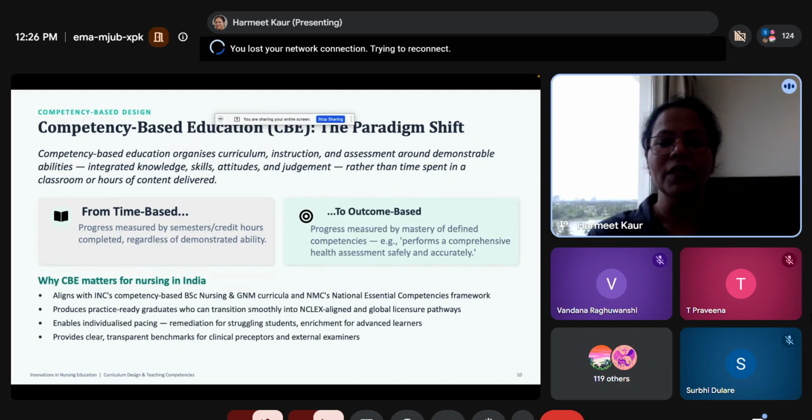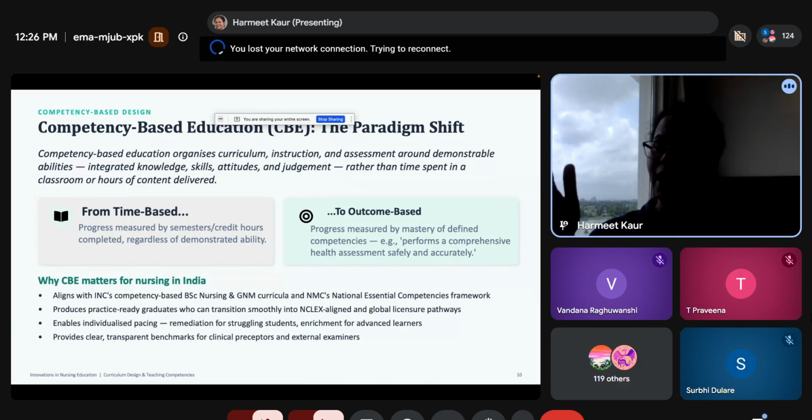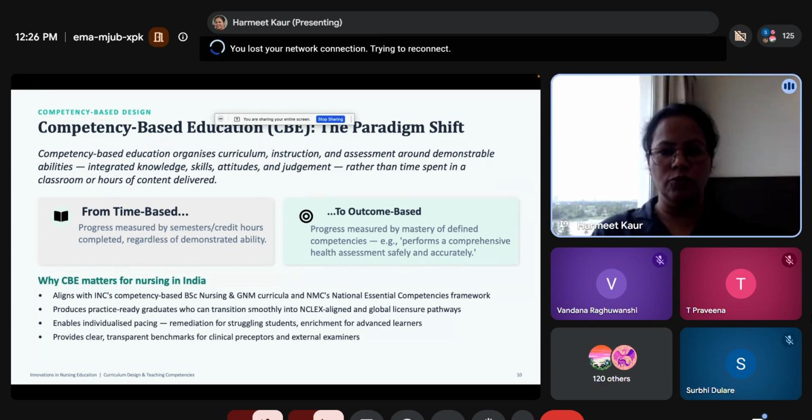Then it provides clear, transparent benchmarks for clinical preceptors and external examiners. So if competency-based education is there, then clinical demonstrators, clinical instructors and the external examiner know that they have to assess the student on these competencies, which is very clear.